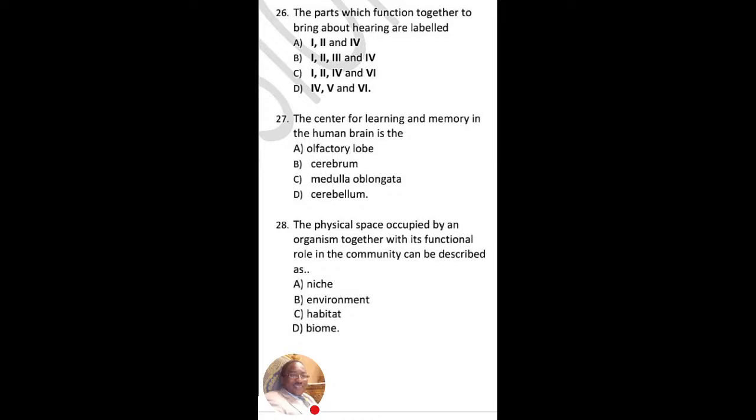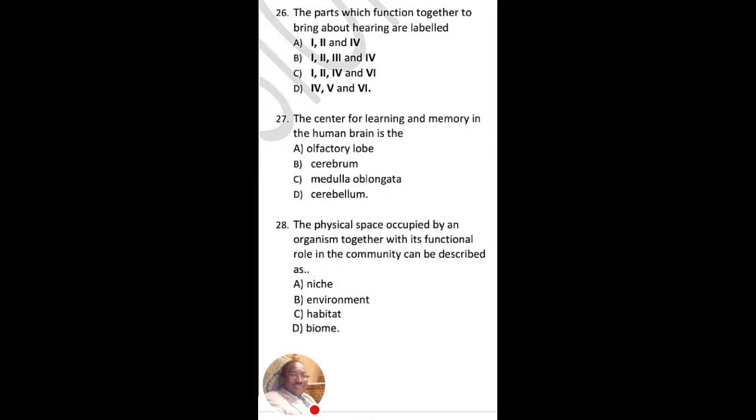If you look at this question, focus on what is functional role there. Functional role is niche. Environment has to do with the surroundings of an organism. Habitat is where the organism normally lives. Biome is a large biotic community occupying a geographical area, like rainforest, like savanna, like swamp forest. That is biome, right? That's why niche is the correct answer.